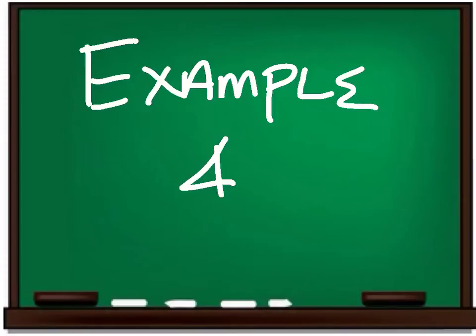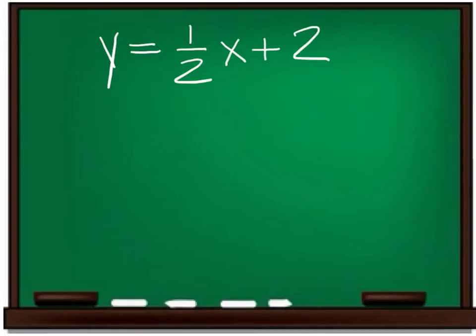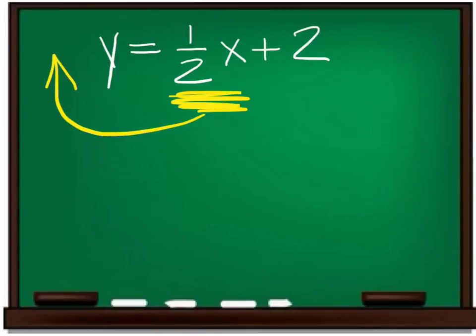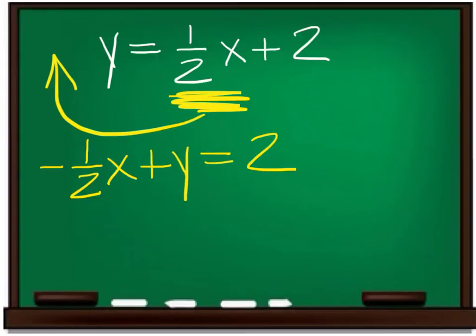Example number 4. In this one we have y equals 1/2 x plus 2. We want to change it to standard form, so we move this x term over to the left, and it becomes negative. So you have a negative 1/2 x plus y equals 2. You have a negative sign on the x term, so you have to change the sign of everything.